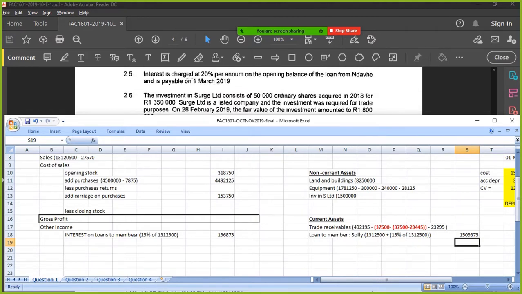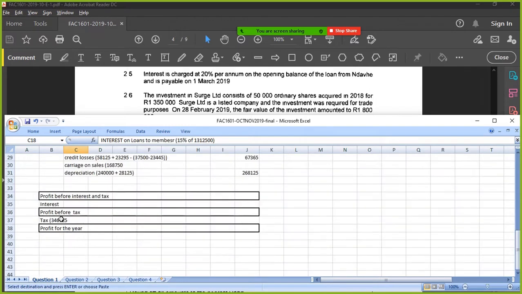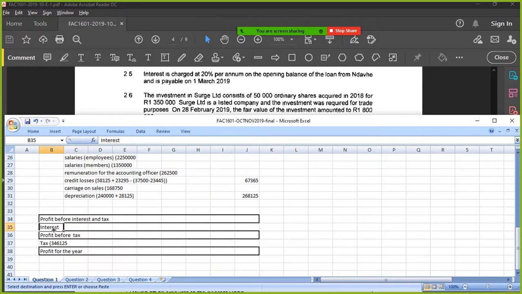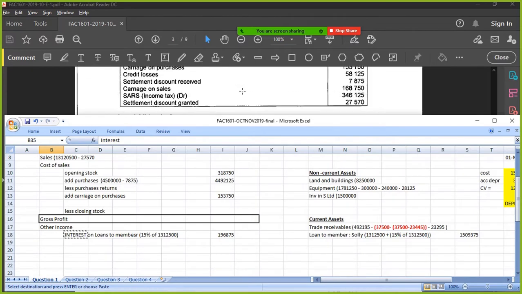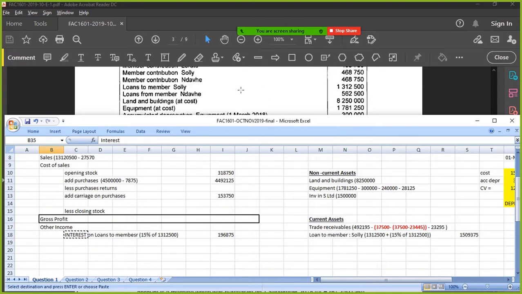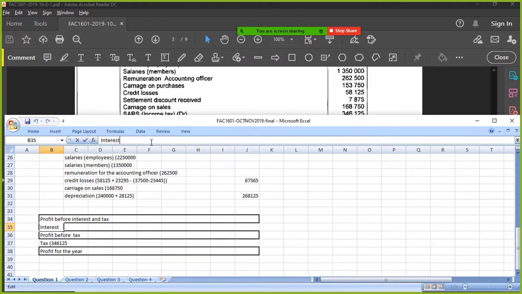Next. Interest is charged at 20% per annum on the opening balance of the loans from. Okay, so because it's a loan from, it's actually going to be part of financing costs, but I'm going to show it separate because interest is obviously interest on loans. Do we have a loan here? Were there any loans here? I can't remember seeing a loan here. No. The only loan was from the member. Right, so no third-party loans. Okay, so actually we can leave it here. Okay, so interest here, asterisk.